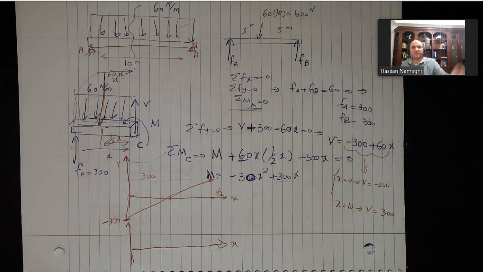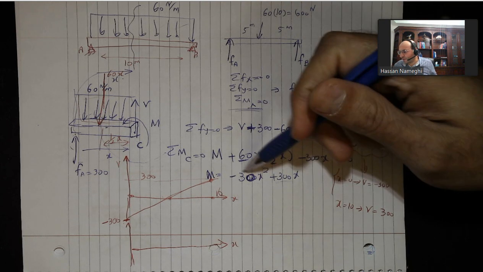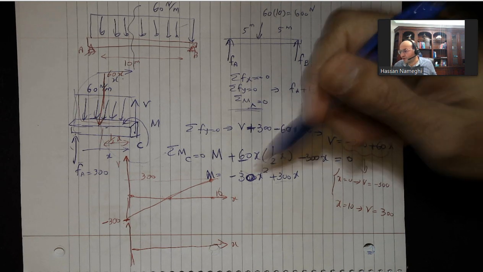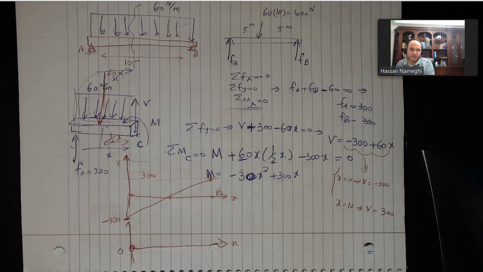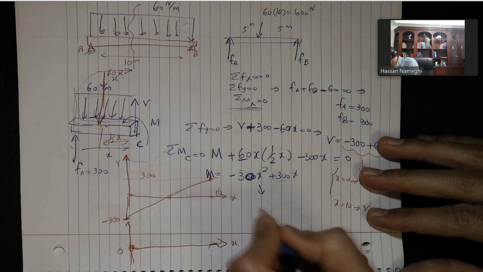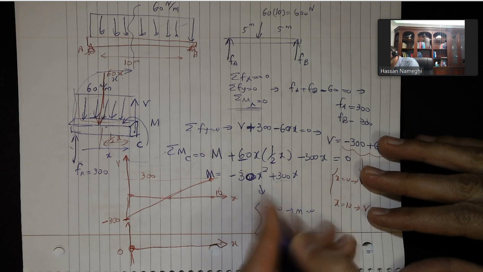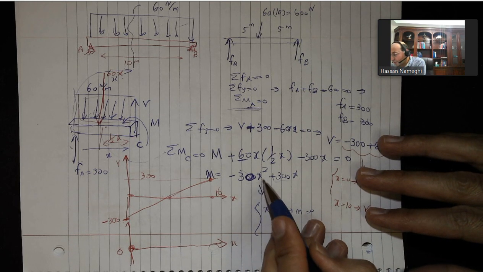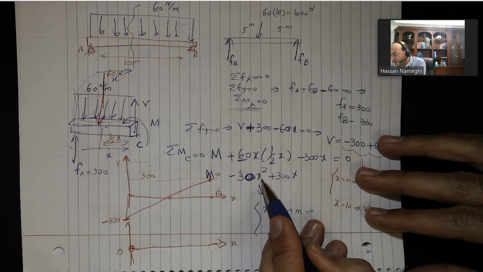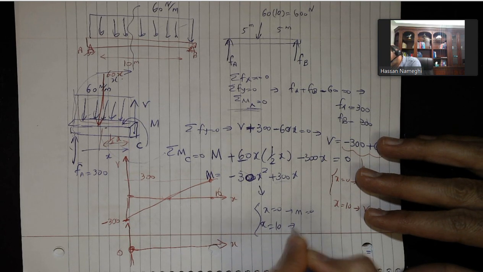Like for instance, if you reach a maximum, you go to a minimum, something like that, right? So if you put x equal to 0, you're going to get 0. So your moment at 0 is 0. And then if I put x equal to 10, I'm going to get minus 3,000 here, plus 3,000. So if I put x equal to 10, I'm going to get M equal to 0.